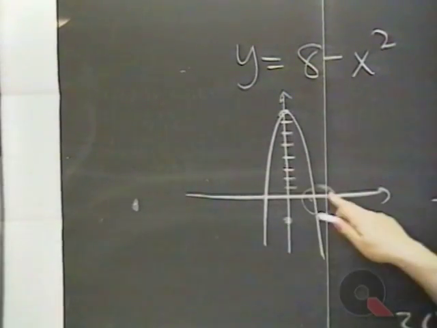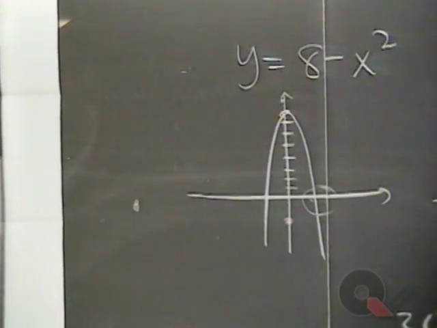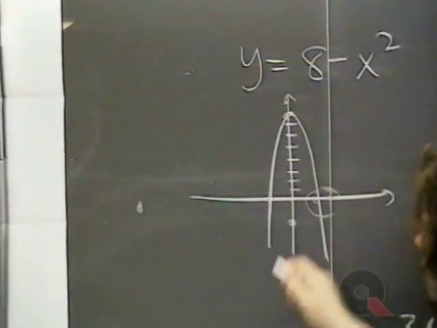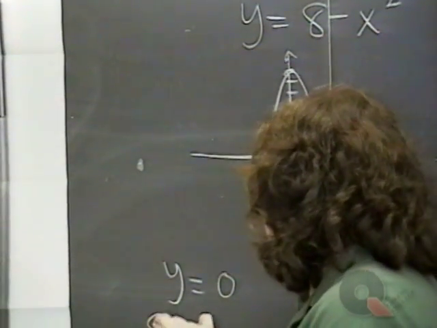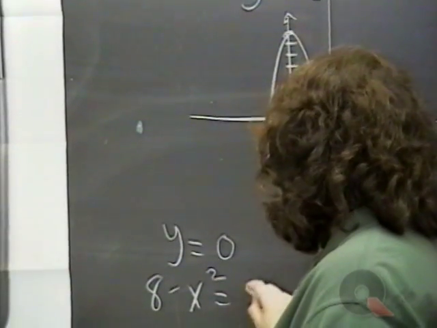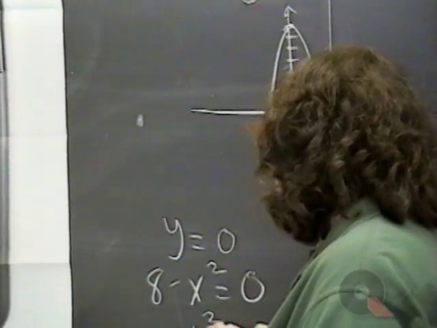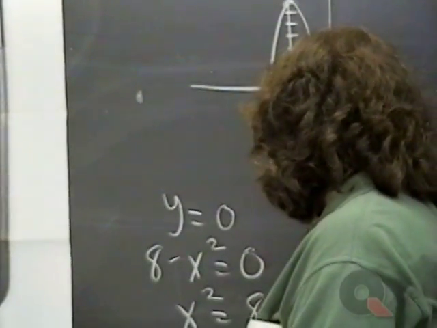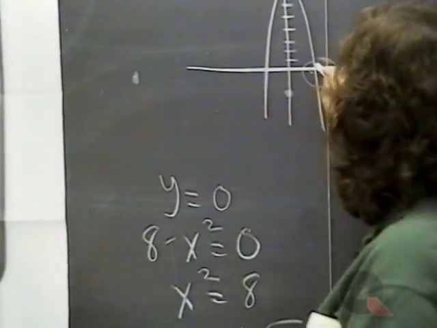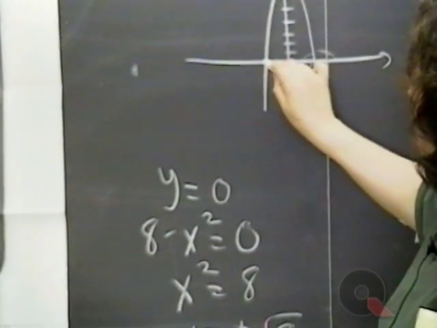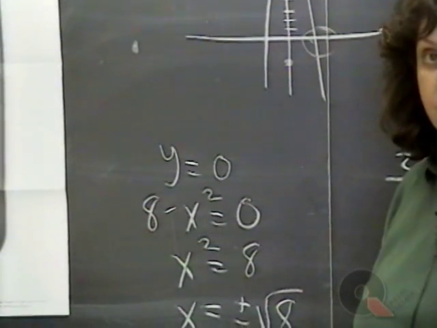Okay? The x-intercept is found by setting y equal to 0, so what we're looking for is setting y equal to 0, or 8 minus x squared equals 0. X squared is 8, x is plus or minus the square root of 8. So this must be plus the square root of 8, this is minus the square root of 8.